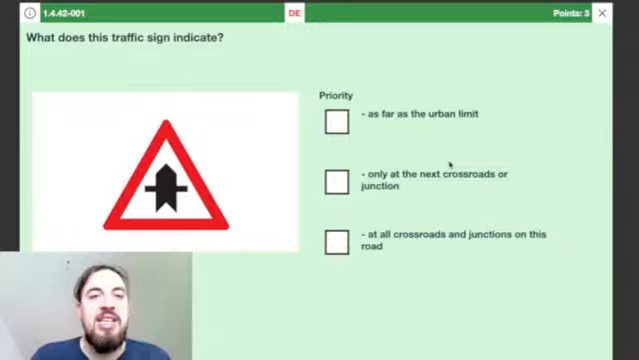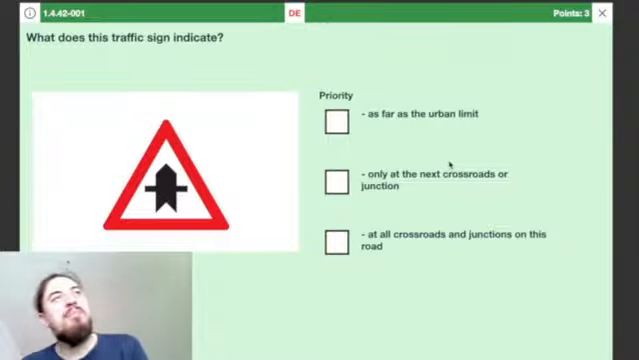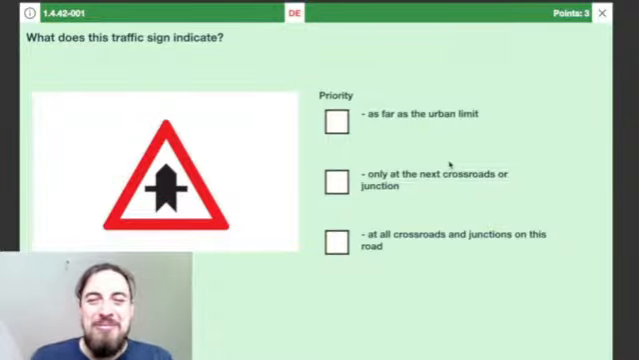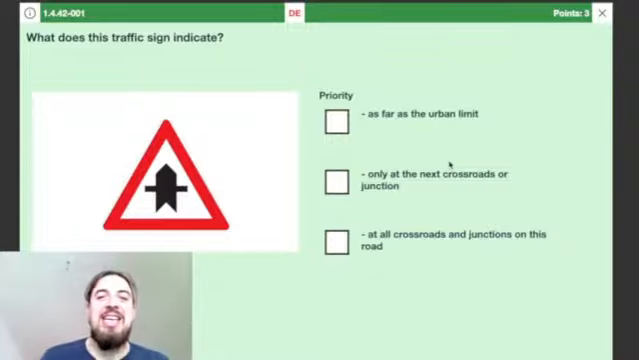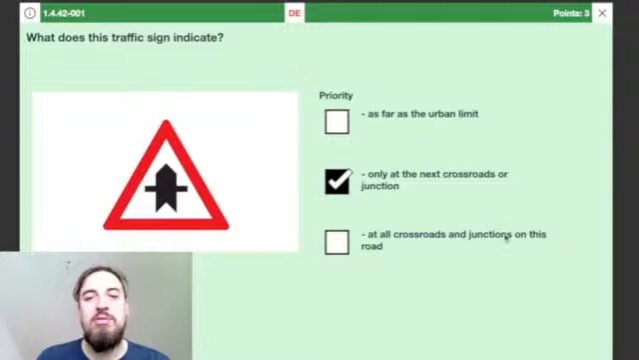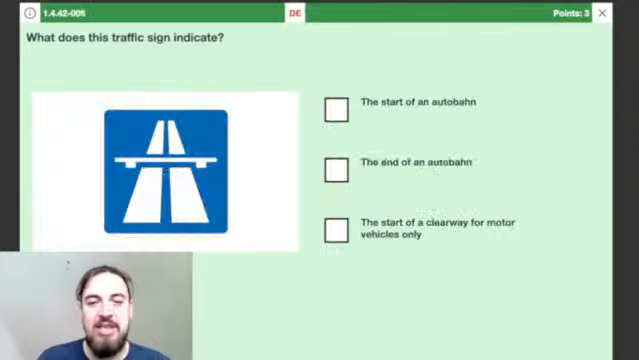What does this traffic sign indicate? Priority as far as the urban limit. Priority only at the next crossroad or junction. Priority at all crossroads and junctions on this road. I'm not sure if you can hear the police car passing by. All right, so you had some time. There's just one answer correct, and that is only at the next crossroad or junction with that sign. So the second answer is correct.